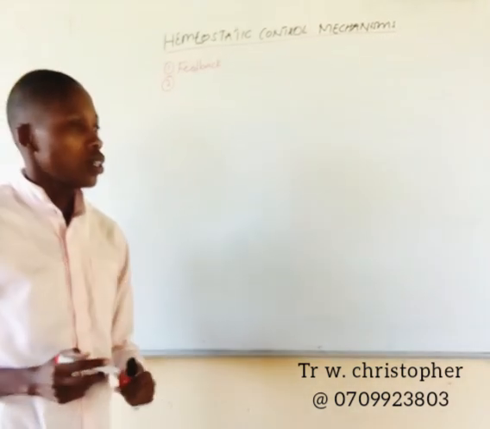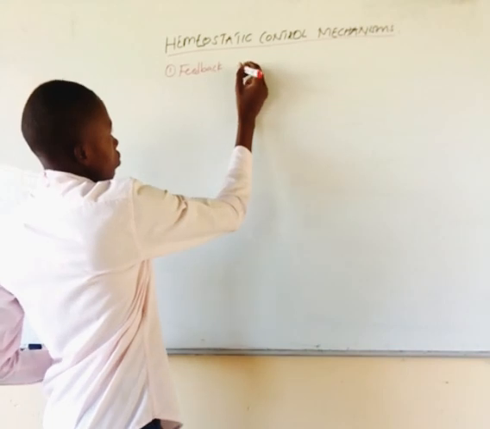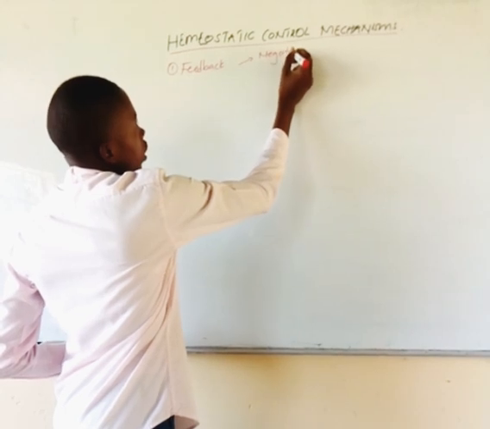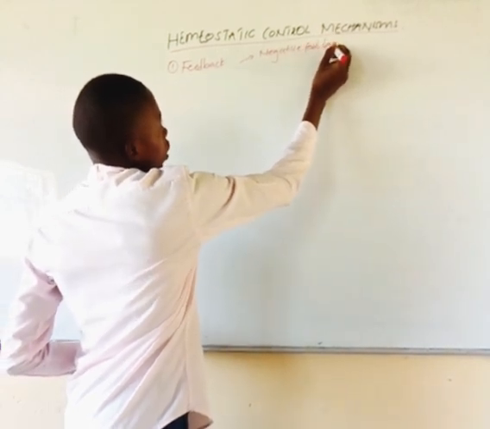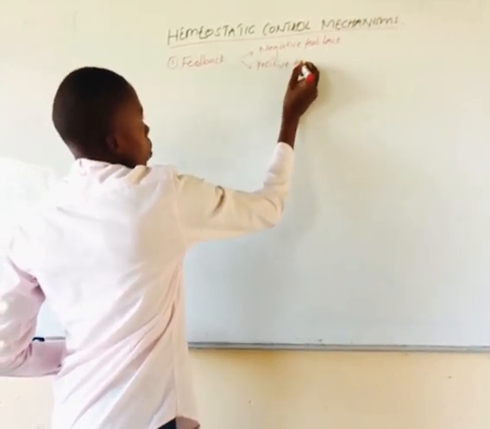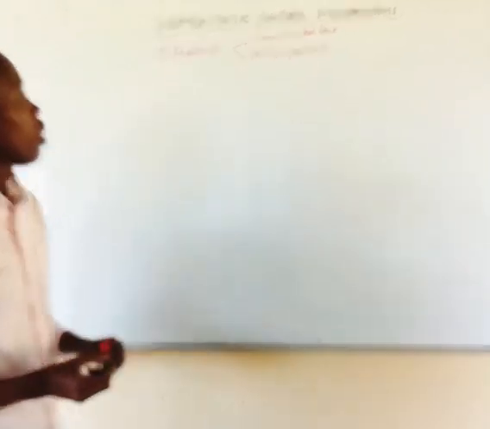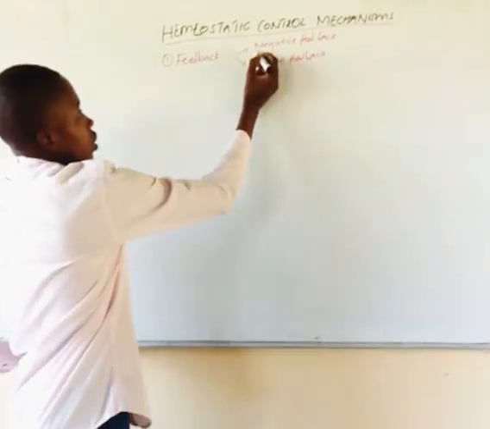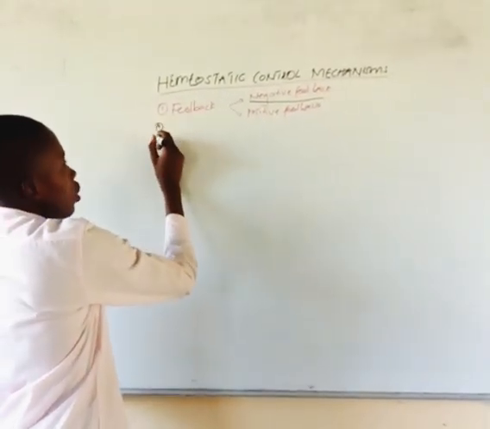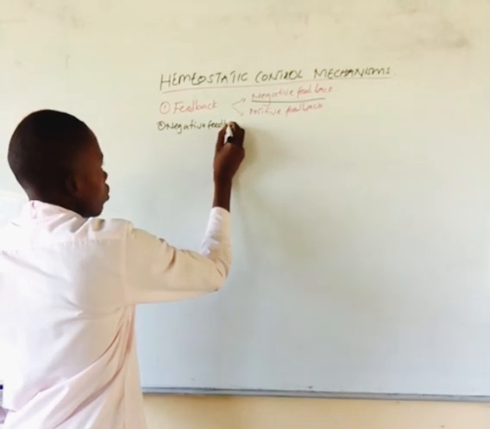So the next term we shall look at under feedback. We know that feedback is of two types: negative feedback and positive feedback. For us today, we shall look mainly at negative feedback in this presentation.